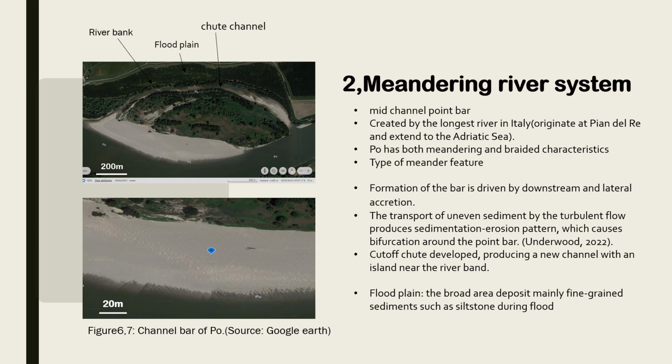Uneven sediment is transported by the turbulent flow, which will produce a sedimentation and erosion pattern, and it causes bifurcation around the point bar. It has many point bars along the inner bank of the stream. In this point bar, a cut-off chute has developed, and it also produces a new channel with an island near the river bank. It also has a floodplain, which is the broad area depositing mainly fine-grained sediments along the channel.